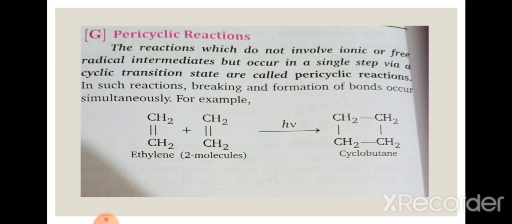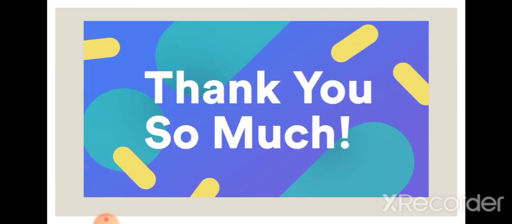Next is pericyclic reactions. The reactions which do not involve ionic or free radical intermediates but occur in a single step via a cyclic transition state are called pericyclic reactions. You can see two ethylene molecules getting attached and making cyclobutane. So this is a pericyclic reaction.